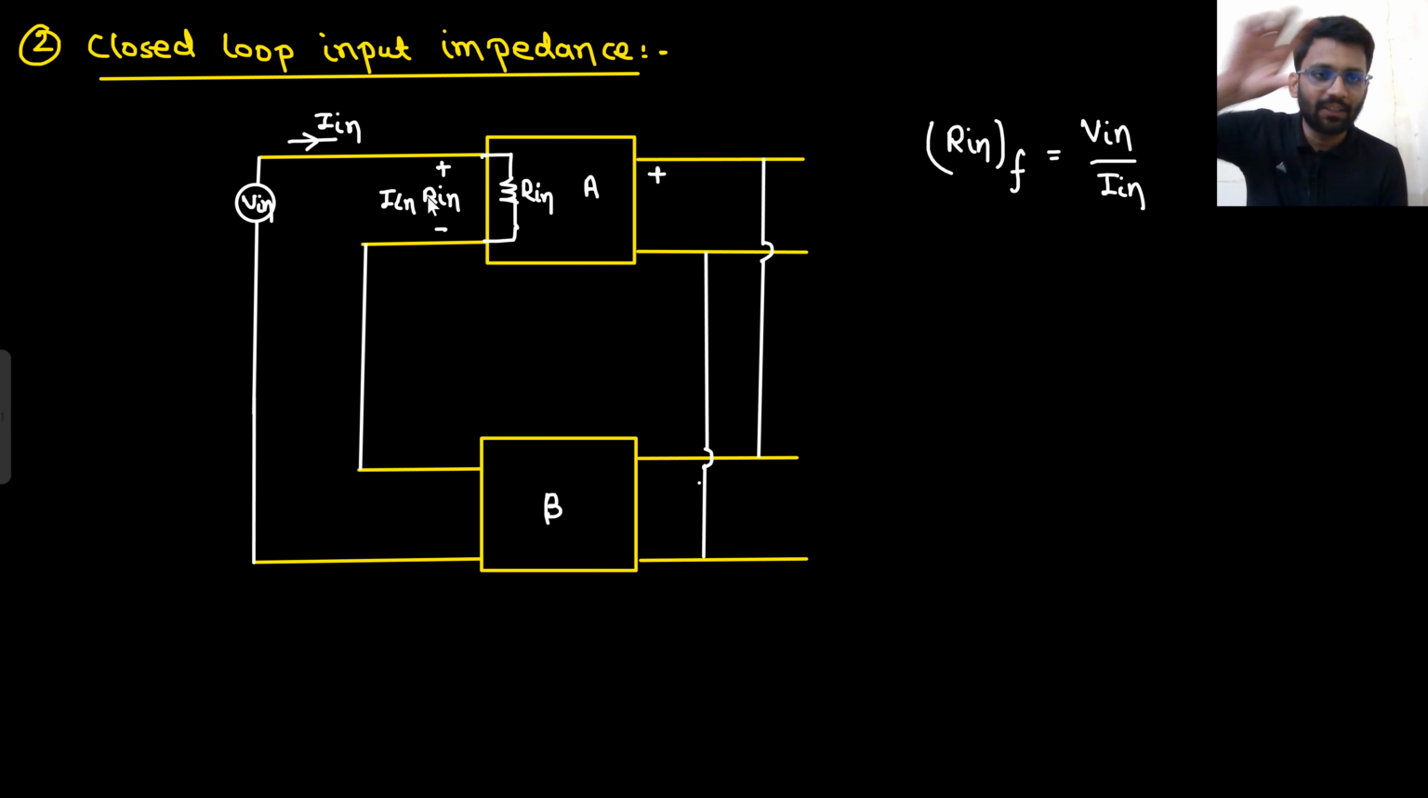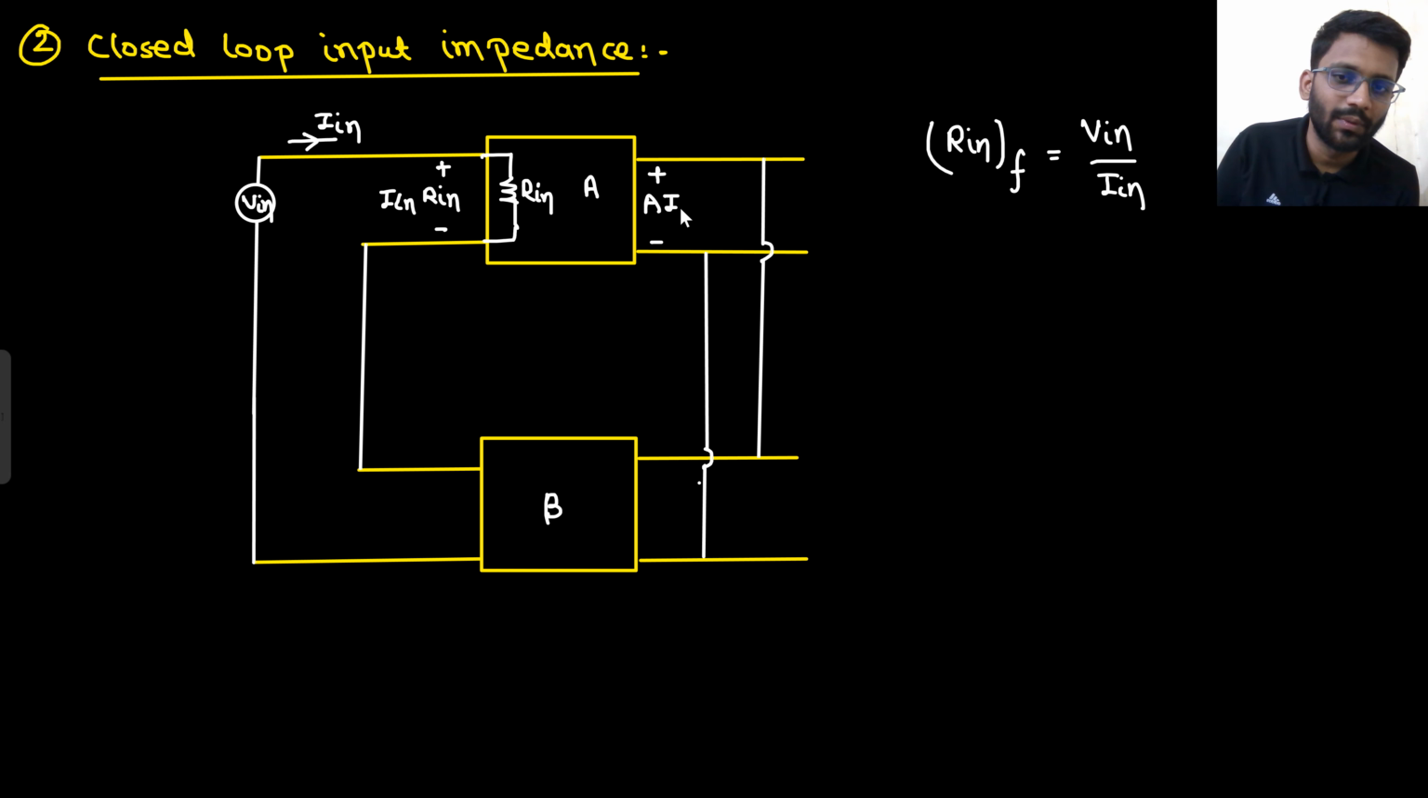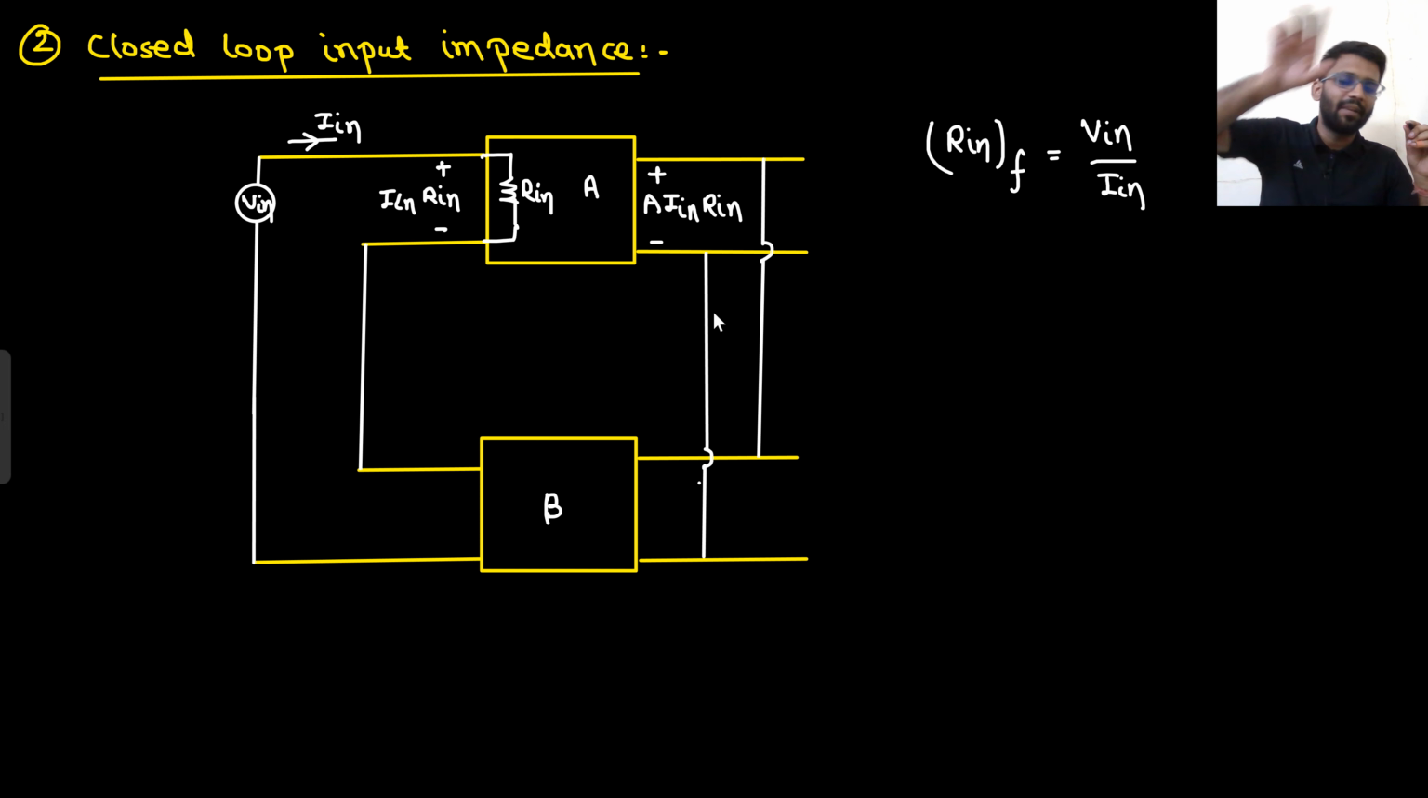Now I in into Rin is the voltage drop that will be amplified with the factor of A. So what will this voltage be? A into I in into Rin. Our target is to find V in by I in, so this is what we are going to do now. We are moving in this direction only. The I in current is flowing through Rin, so the voltage drop it gives me is I in into Rin. That is being amplified by the factor of A, so what is the output you are getting? A into I in into Rin. Now this output will be coming here.